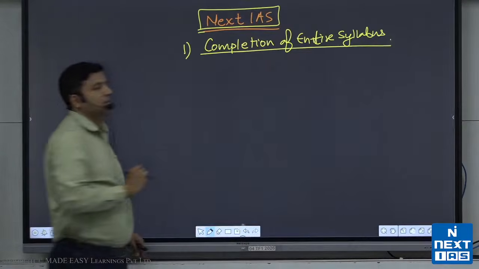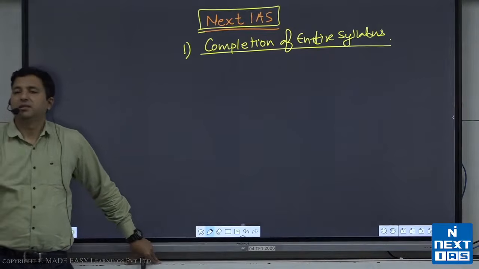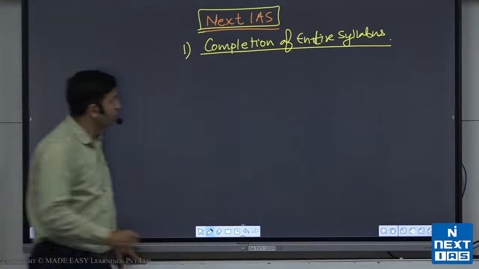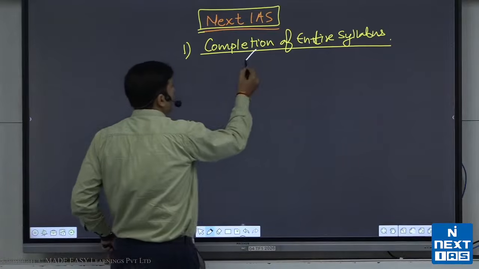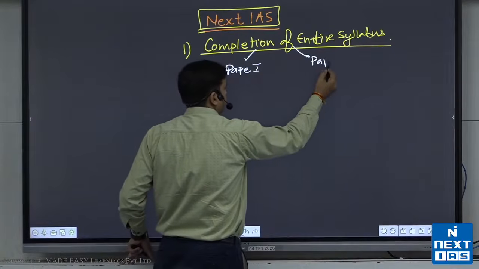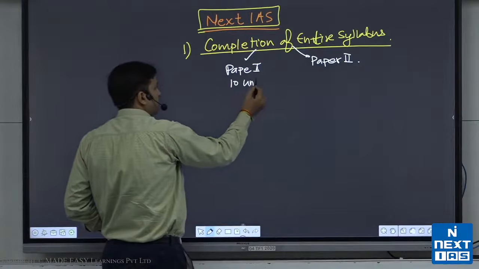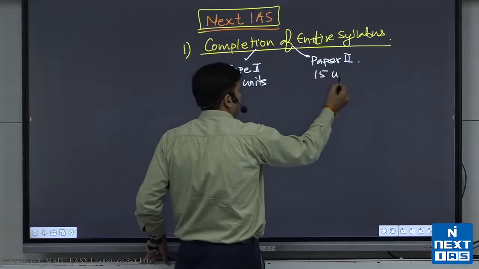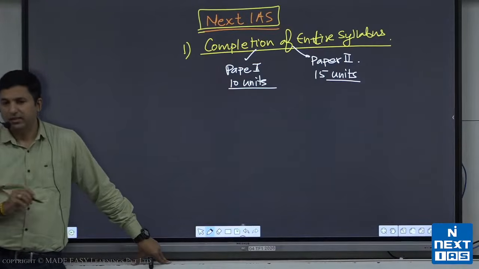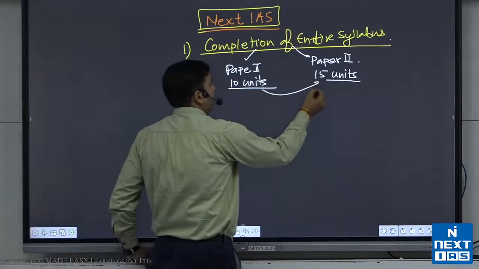Completion of the entire syllabus here means that for every topic written in the syllabus, you will have some 500 to 1000 pages of write-up available for you. So again, for both paper 1 and paper 2, we have 10 units and 15 units. What we do at Next IAS is take all of them individually. There is a lot of overlap between paper 1 and paper 2.